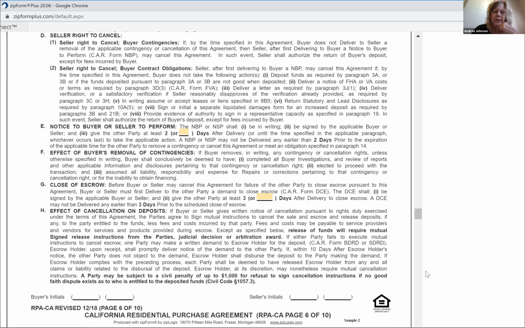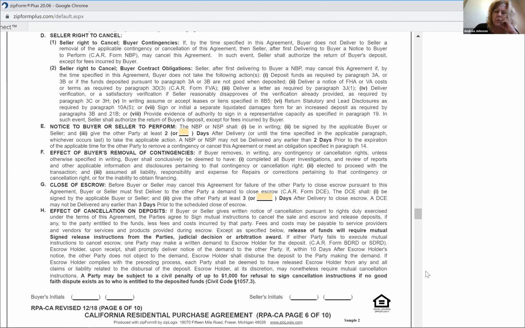The DCE shall be signed by the applicable buyer or seller and give the other party at least 3 days after delivery to close escrow. A DCE may not be delivered any earlier than 3 days prior to the scheduled close of escrow. Now, this form is used less frequently than the notice to buyer to perform, but if all aspects of the transaction have been completed, but for one reason or another, they're not prepared to close escrow, you would be issuing the DCE.